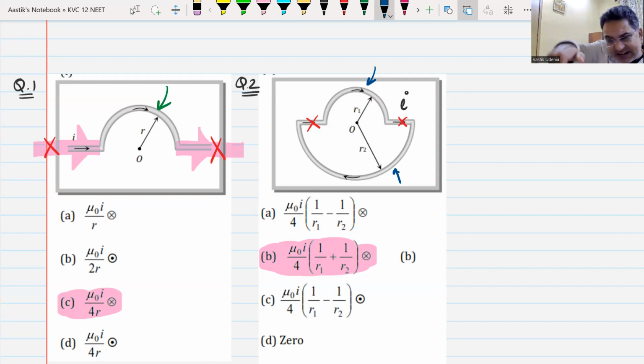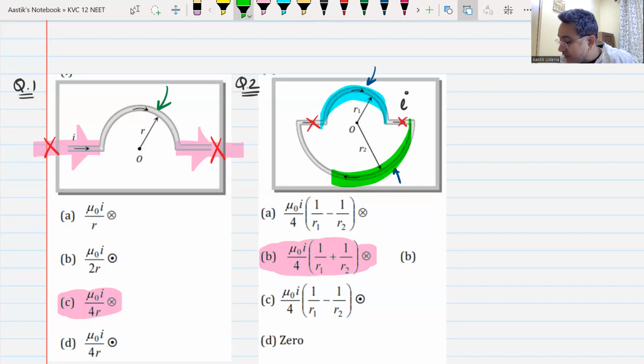You can see the current is moving in the same direction. So both the magnetic fields are in the same direction, which is inward. So both the magnetic fields, mu naught I by 4 R1 plus mu naught I by 4 R2, are going to get added. You can see the current is in the clockwise sense. Whether you look at the upper part, the blue part, the current is in the clockwise sense. You look at the green part, the current is also in the clockwise sense. Both are going to get added up, and therefore I have the answer.